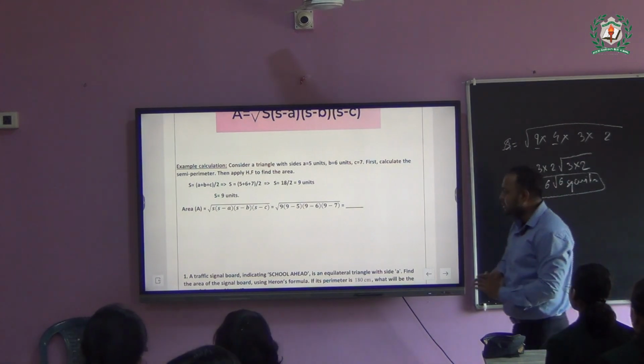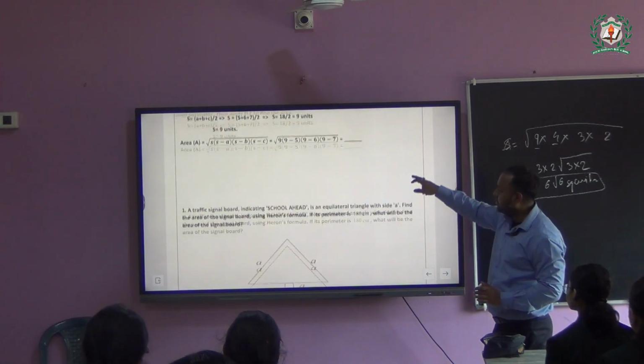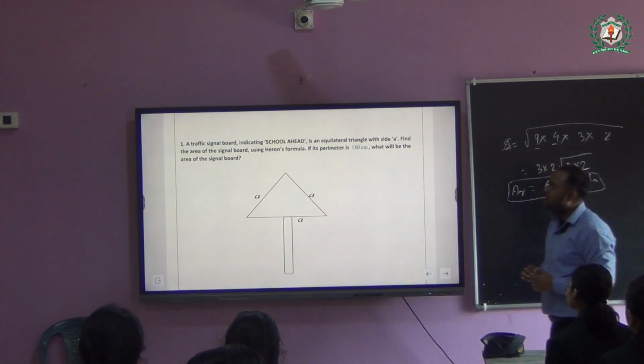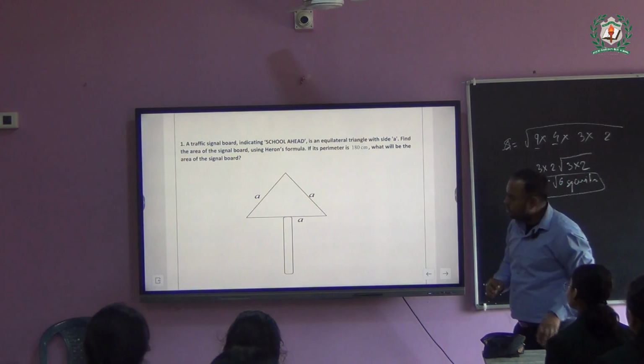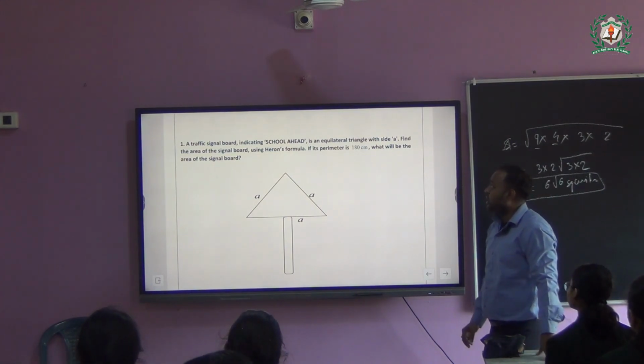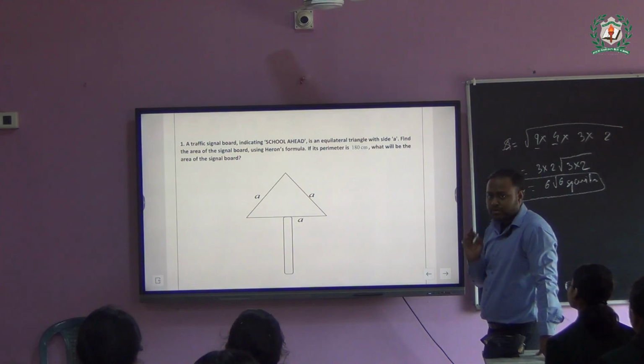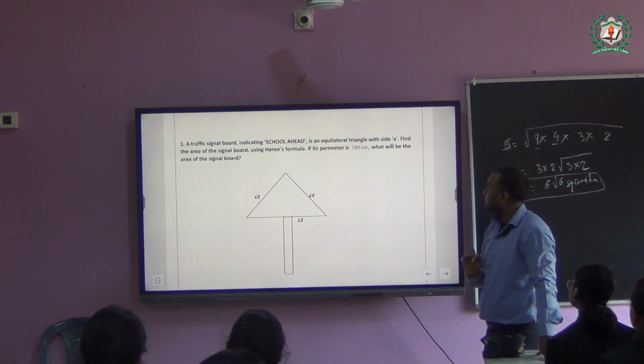Okay. Let's see some good questions. There is a question. A traffic signal board indicating the school ahead is an equilateral triangle. Please mark my word, the condition given is equilateral triangle. So in an equilateral triangle, what do we know? All three sides are equal. With the side A, find the area of the signal board.